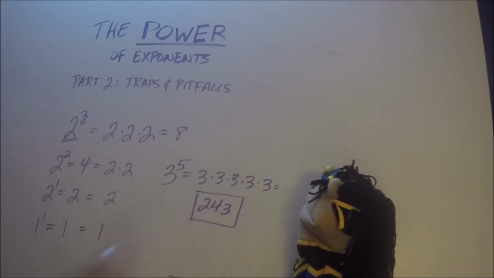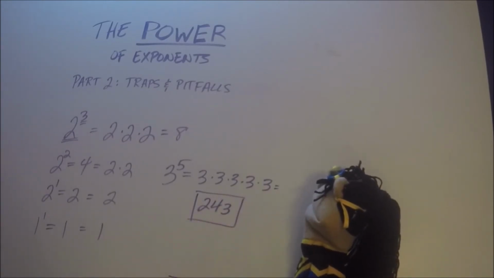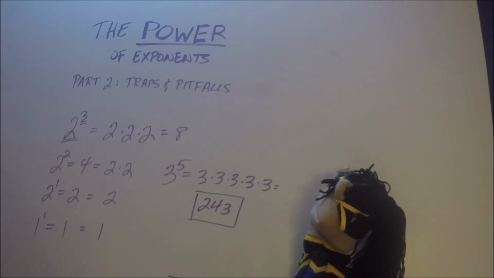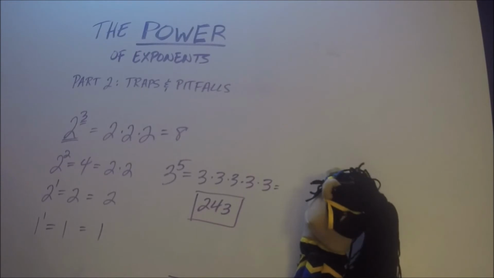So if someone guessed 15 for 3 to the 5th power, how wrong would they be? They'd be extremely wrong. So you have to be very careful when you're looking at exponents to not simply multiply the base times the exponent. It doesn't work that way very often. So be careful of these traps and pitfalls.